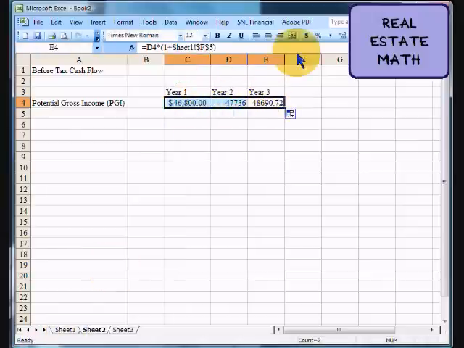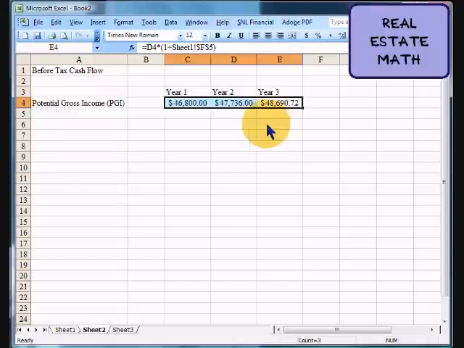Let's get these all consistent, looking like dollars. And we see that we have 46,800, 47,736, and then 48,690 as our potential gross income. That's if everybody lived there the whole year, everybody paid rent, there wasn't any vacancy, and there also wasn't any credit risk, so people were living there but just not paying.